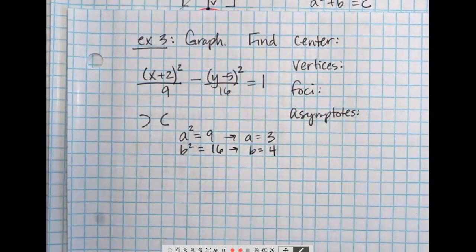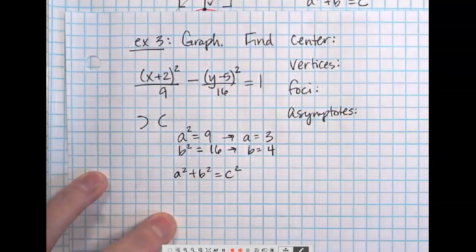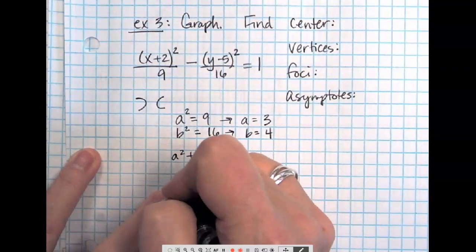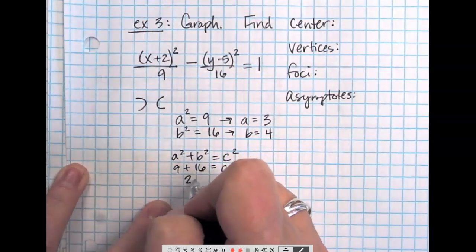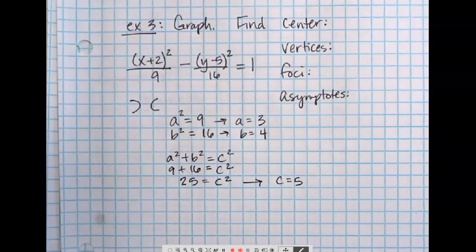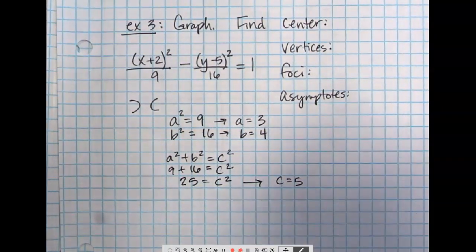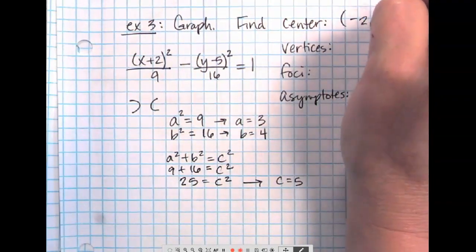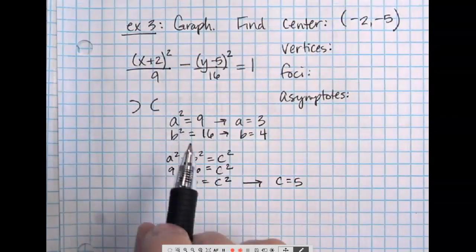Should we go ahead and find c while we're at it? I'll say yes. Okay, so a squared plus b squared equals c squared. So 25 is c squared, which means c is 5. So we know a, b, and c. Without graphing anything, we can determine the center. Where is it? -2, -5. Yeah, the h and the k.